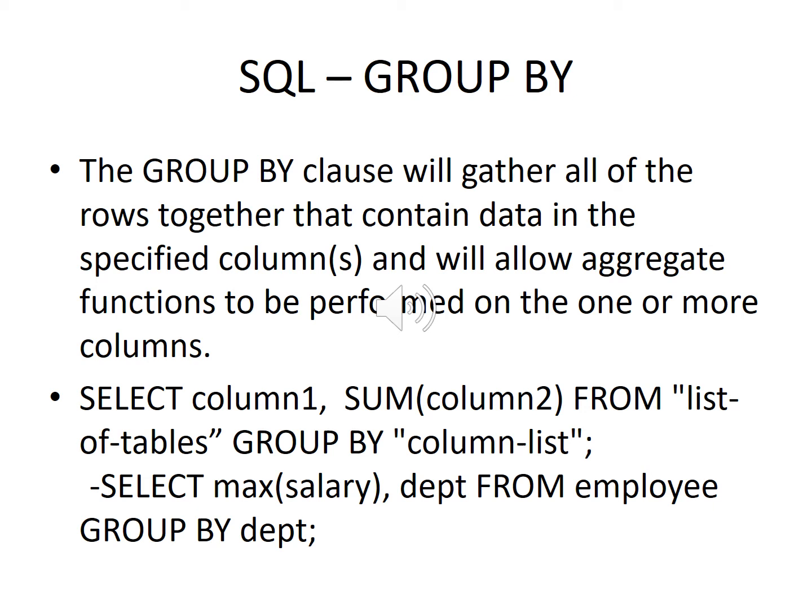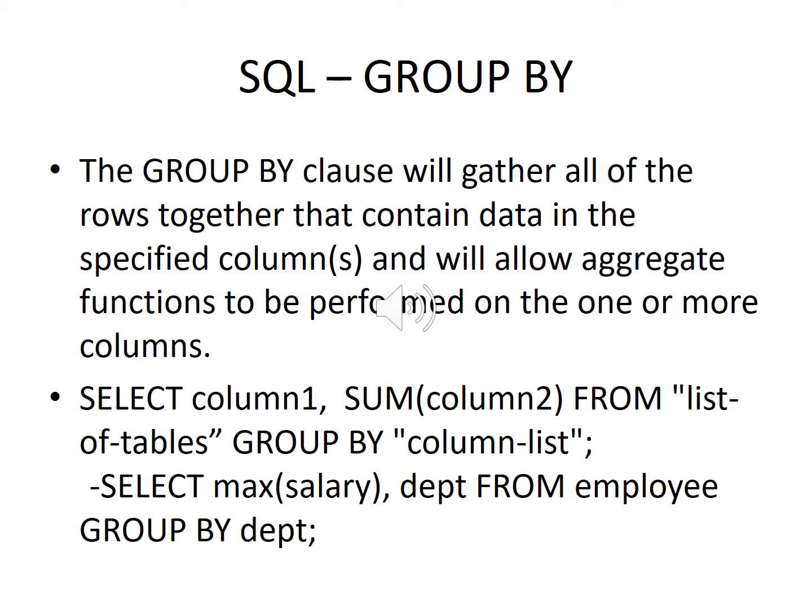So, recall from the previous slide that aggregate functions will let you find information like the average of the numeric data in the column, or minimum, maximum, etc. As an example, let's say we have an employee table where we have information about employees, including their salaries and the department name, or department number probably in this case. Let's say we want to understand what the maximum salary is in each department.